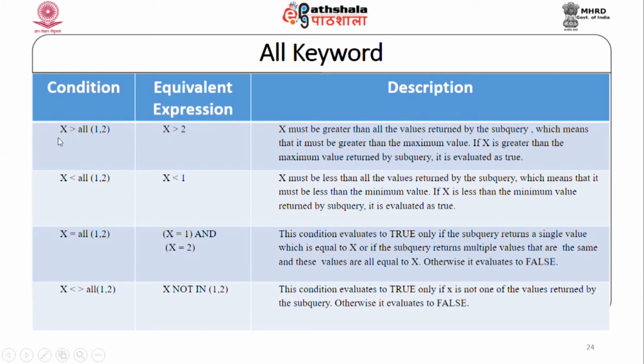Say, for example, a query like x greater than ALL (1, 2). It will be treated as x greater than 2. That means x must be greater than all the values returned by the subquery, which means it must be greater than the maximum value. If x is greater than the maximum value returned by the subquery, it is evaluated as true. In the same way, x less than ALL (1, 2) means x is less than the minimum value, and then it evaluates true. x equal to ALL (1, 2) means x is equal to 1 and x is equal to 2. x not equal to ALL (1, 2) means x not in 1 and 2.